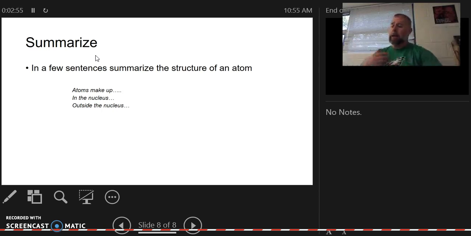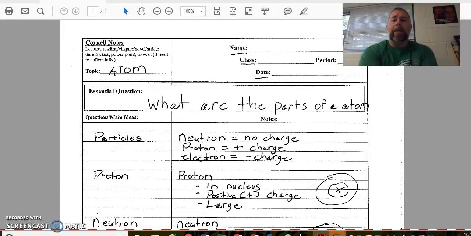Okay. Go down a line or skip a line. In the nucleus, what am I going to find? Look back in your notes if you don't know. In the nucleus, what's there? Outside the nucleus. Okay? What's outside the nucleus? Tell me about that. All right, yes.